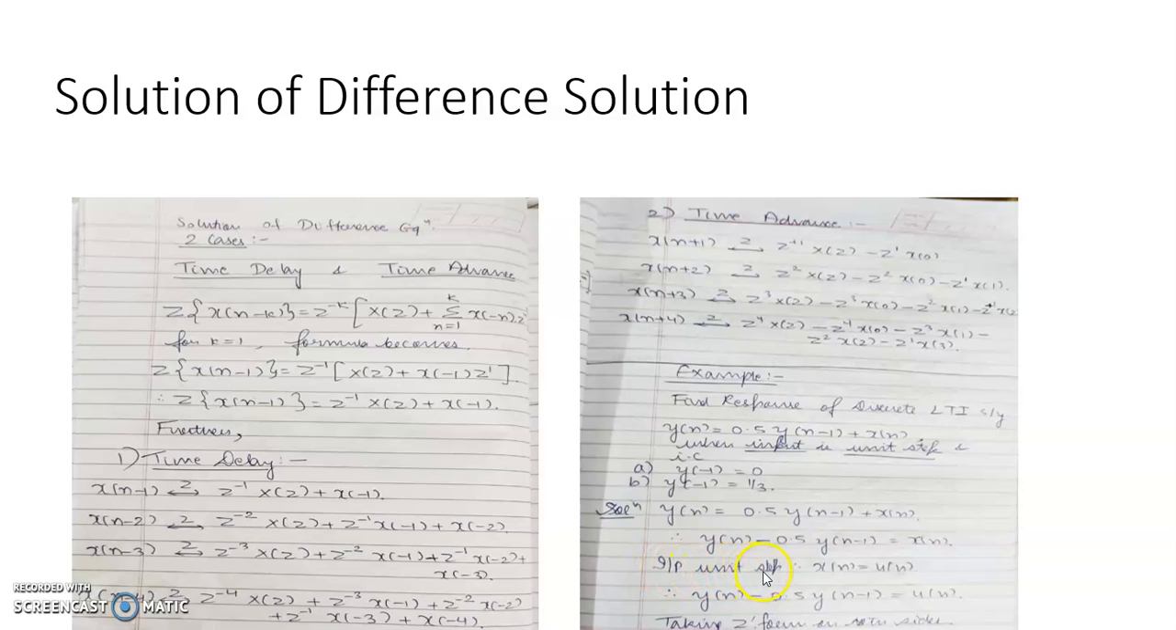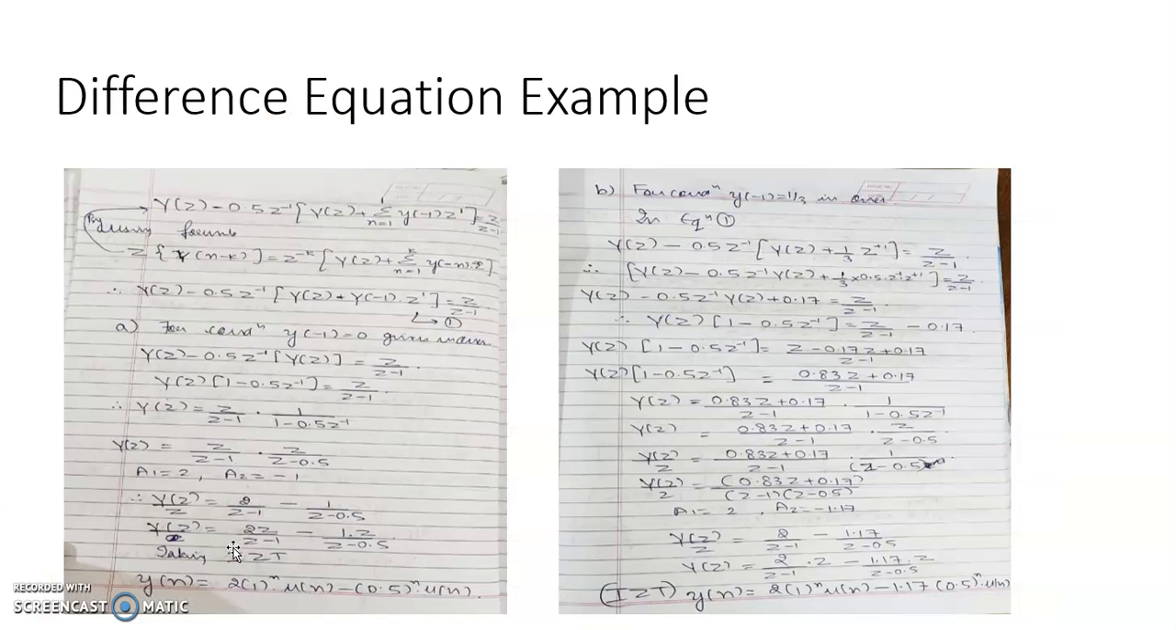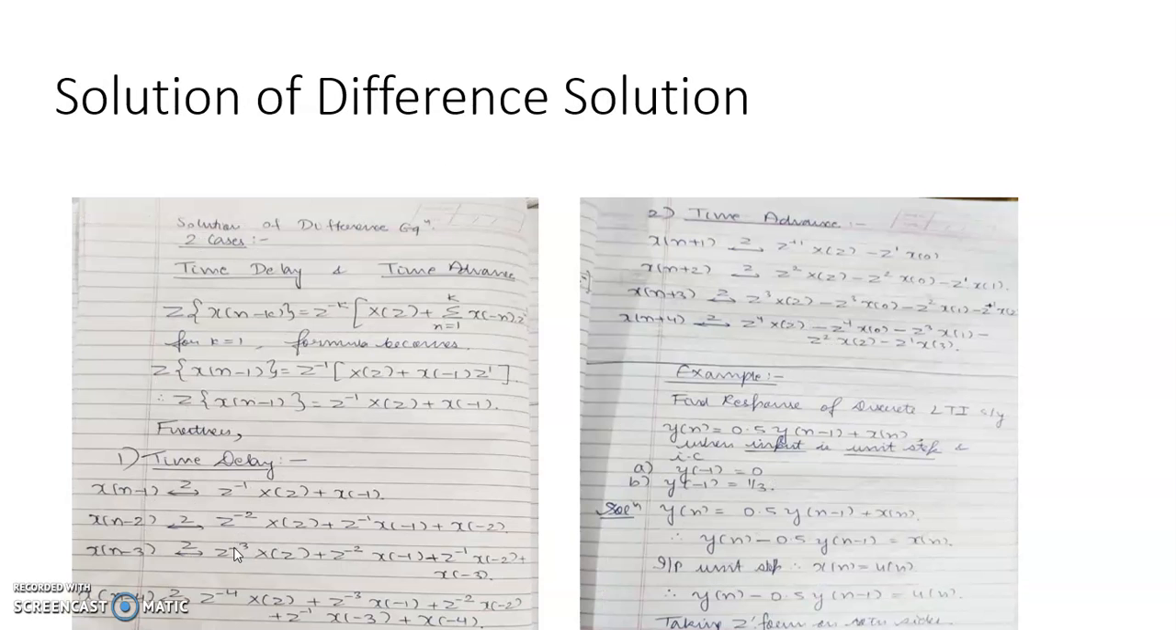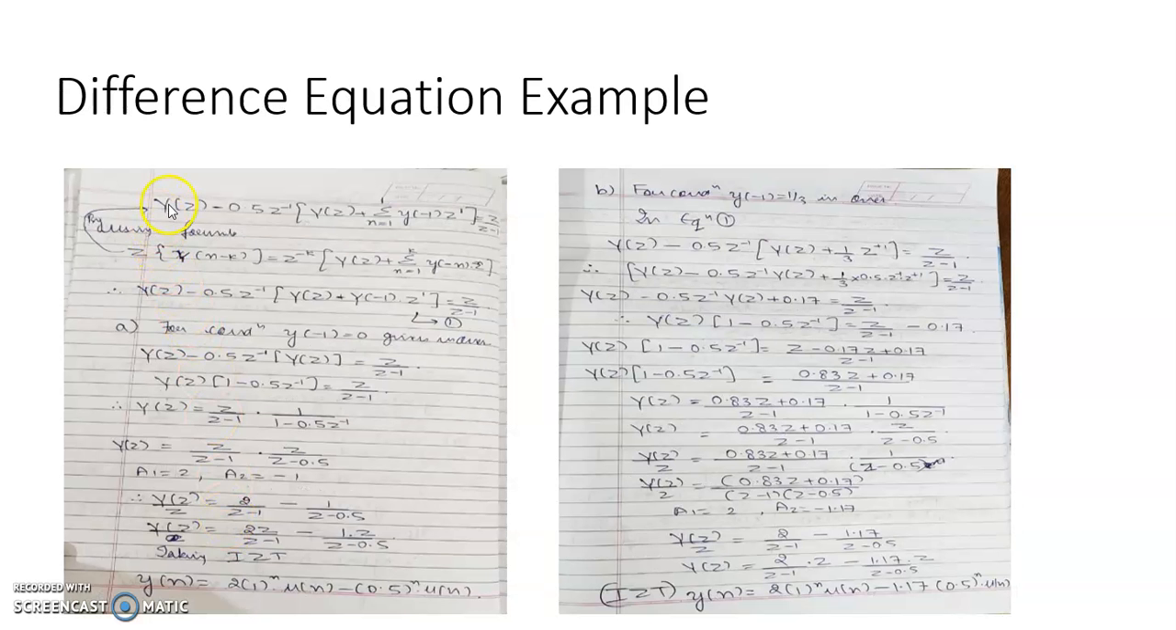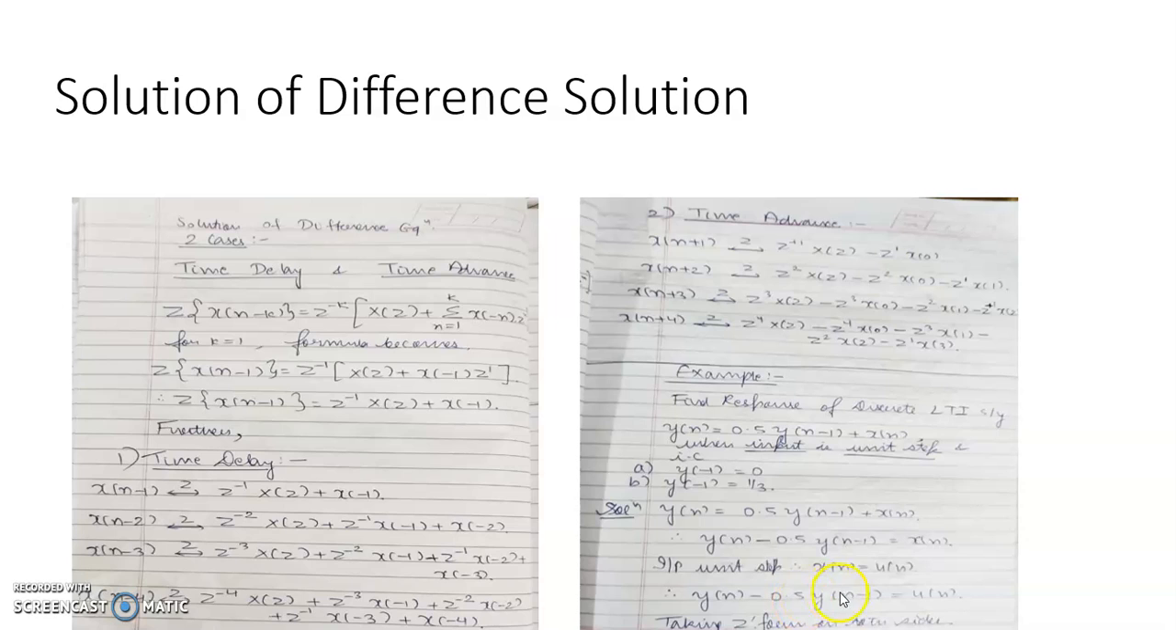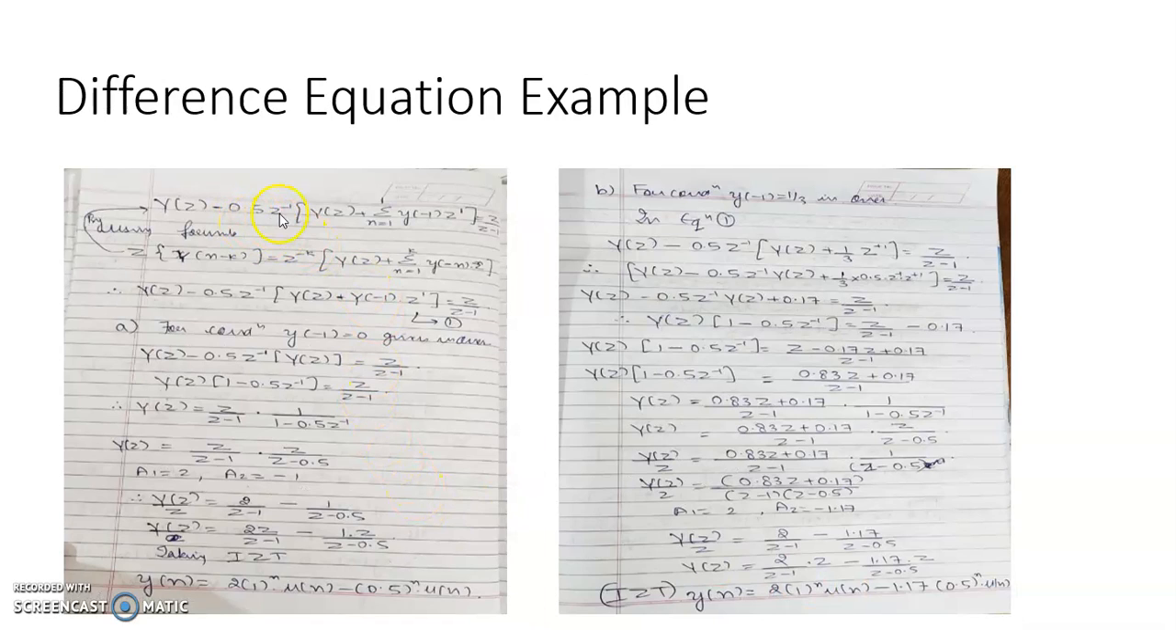The question says the input is a unit step. So equate x of n to u of n, replacing x of n by u of n in the whole equation on the left side. Now take the z transform on both sides. So y of n gets converted into Y of z. 0.5 y of n minus 1 gets converted into 0.5 z inverse Y of z plus the summation from n equal to 1 to 1 of y of minus 1 z to the power 1.